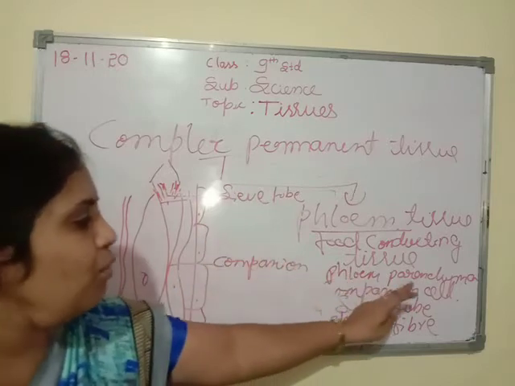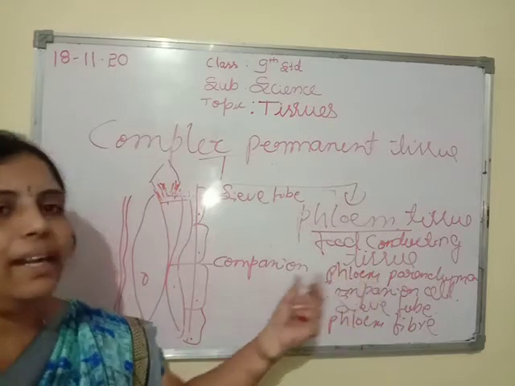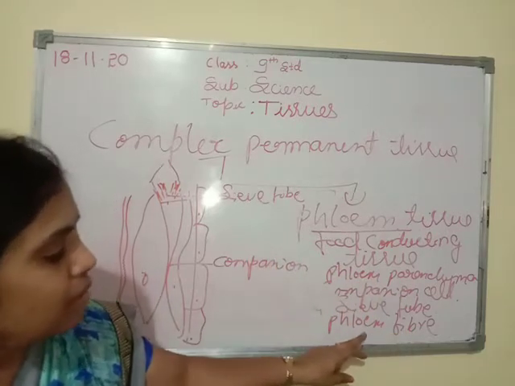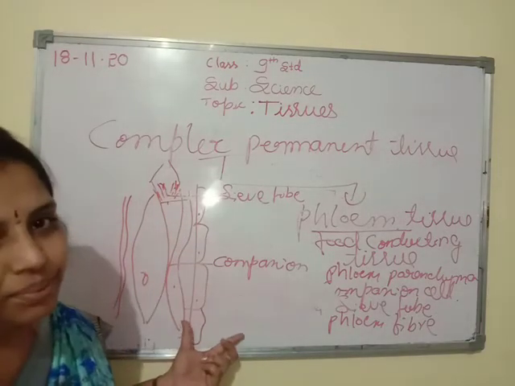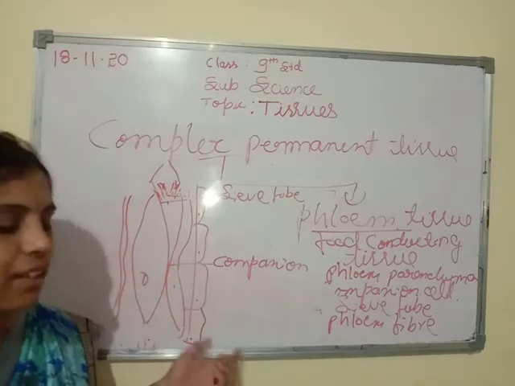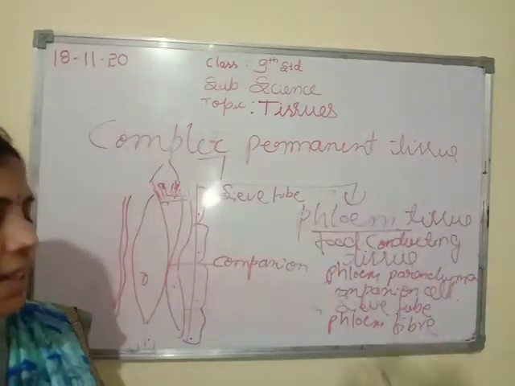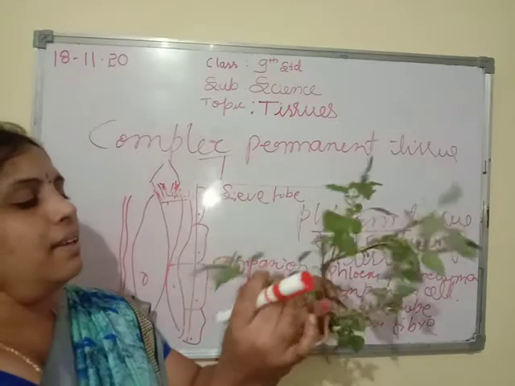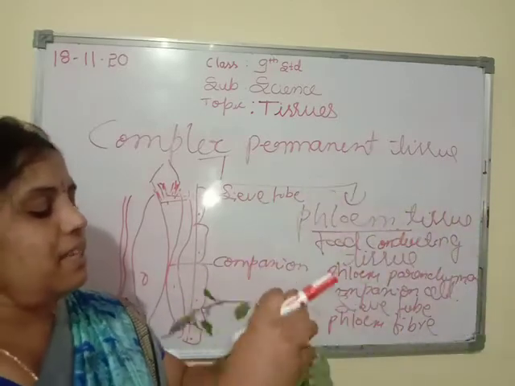And the next one is the phloem parenchyma. As usual, the storage of food and conduction of food also. Phloem fiber is also there, that gives tensile strength to the plant. Phloem fiber gives tensile strength to the cells, that is, the plant. So here a plant is there, no? There are many stems, so here this main stem is there, no?